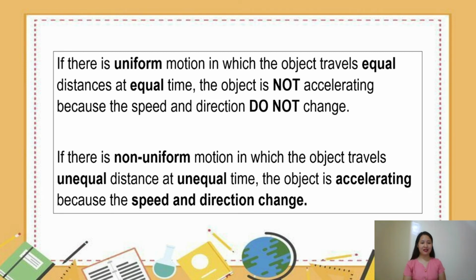Just remember that if there is uniform motion in which the object travels equal distance at equal time, the object is not accelerating because the speed and direction do not change. And if there is non-uniform motion in which the object travels an unequal distance at an equal time, the object is accelerating because the speed and direction change.